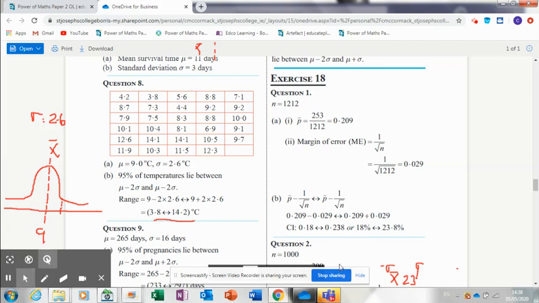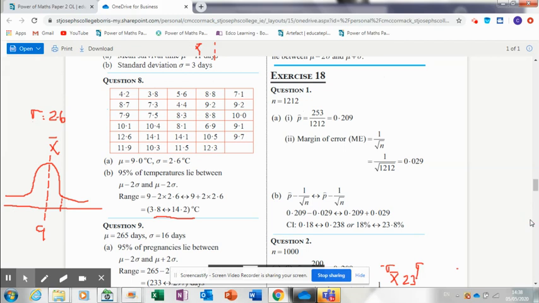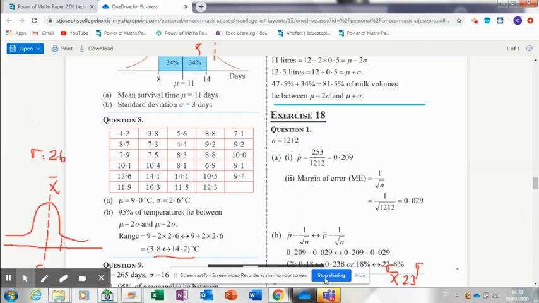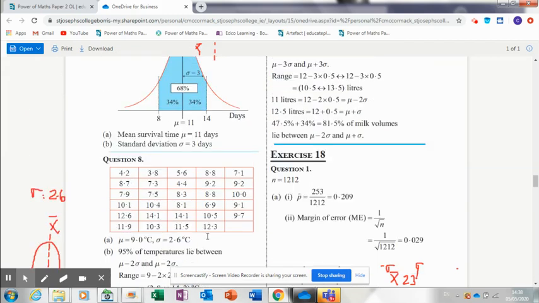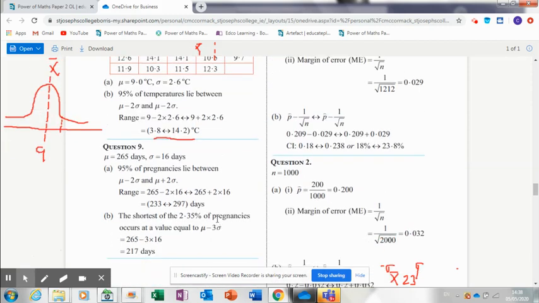Question 9 then. Right, so what does question 9 state? Let's go back to it here in the textbook. The length of human pregnancies from conception to birth varies according to an approximate normal distribution. Again, you draw out. Every time you get these, you draw out your own little diagram.